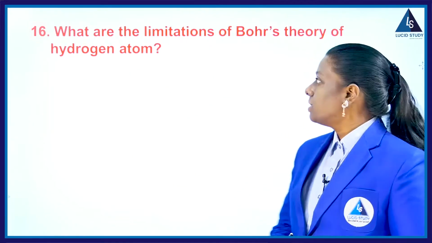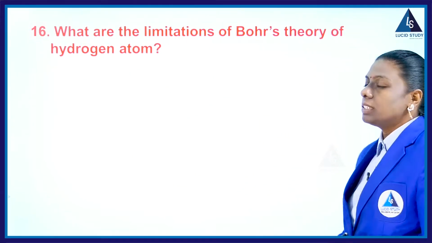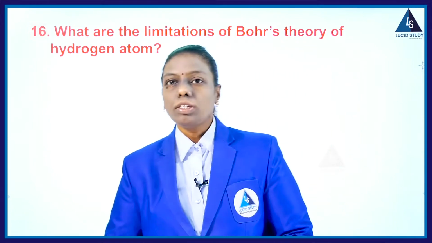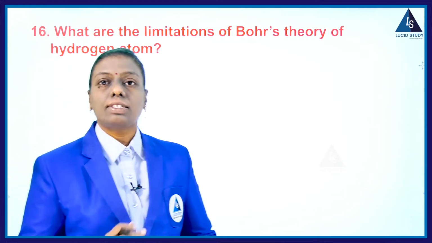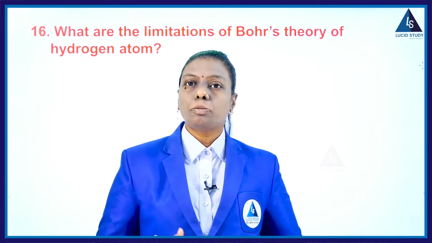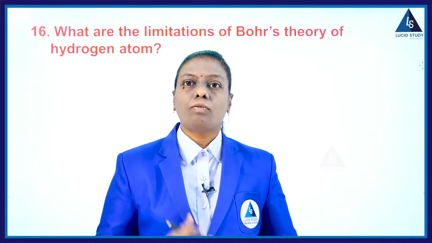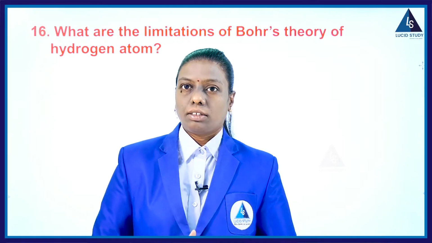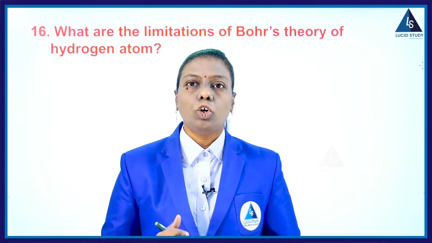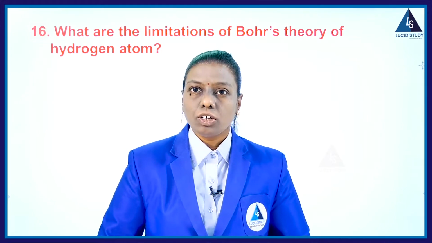And the next question is, what are the limitations of Bohr's theory of hydrogen atom? Bohr's theory of hydrogen atom could explain only the atomic number Z equal to 1. It could not explain other elements having atomic numbers greater than 1. So that is the first drawback.